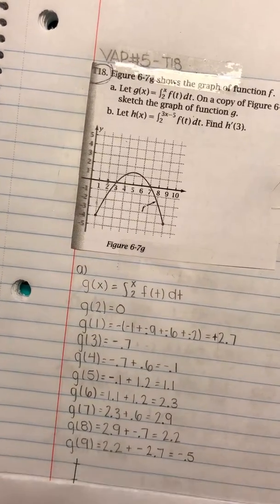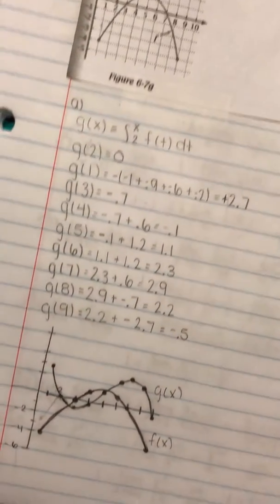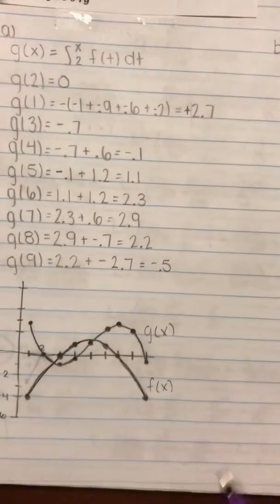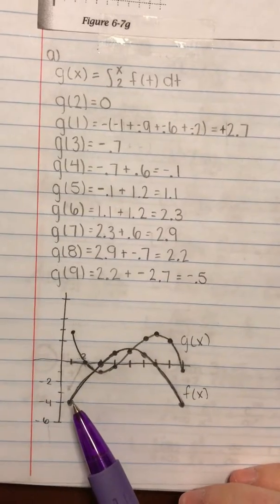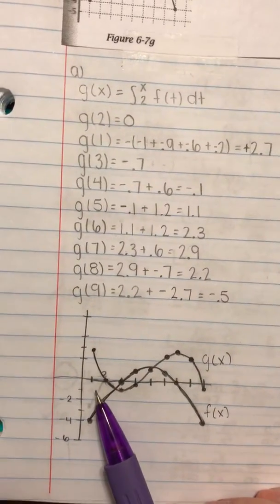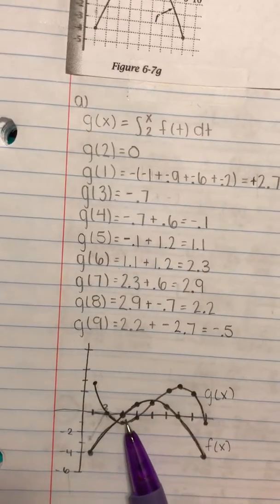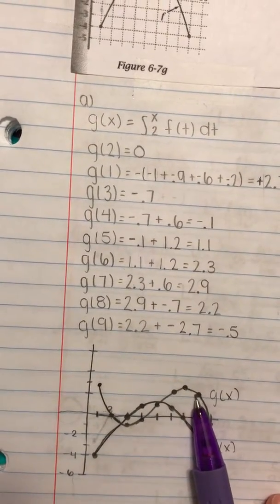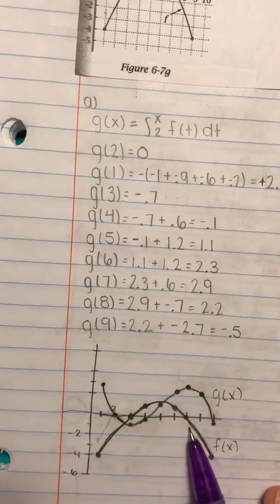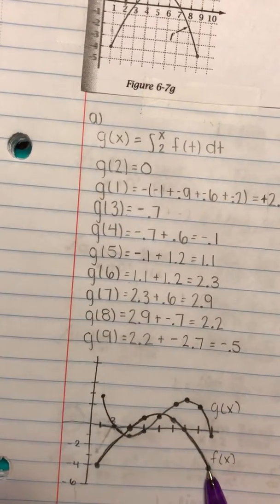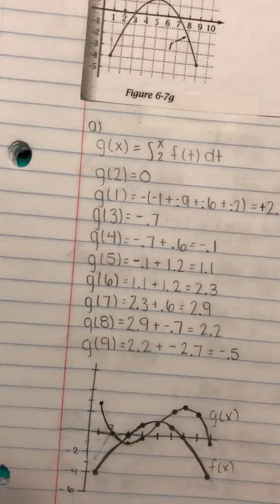So then we graph those values, and we get a graph that looks like this. And this graph makes sense because the area is negative here and positive here, so the graph is decreasing and then increasing, and then decreasing as the area is negative again.